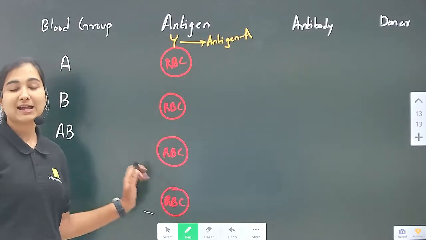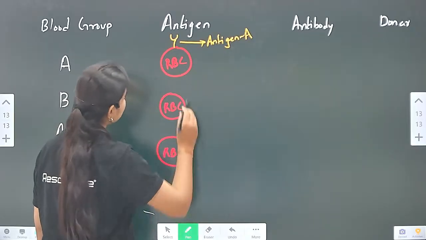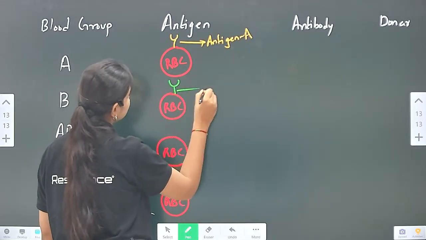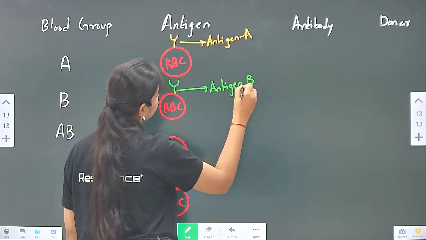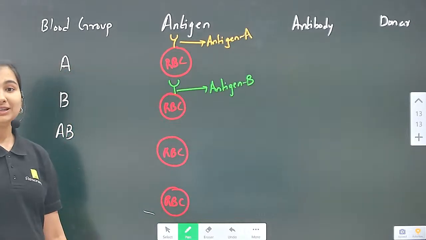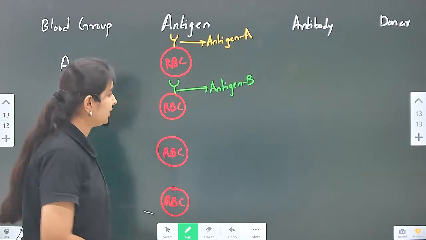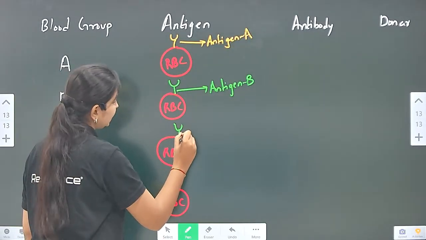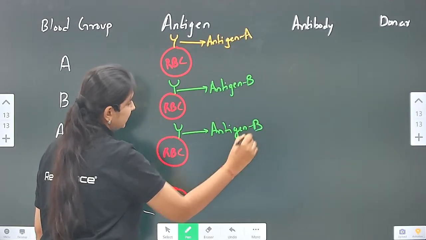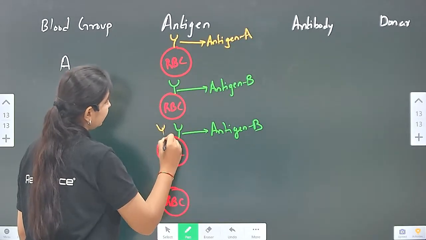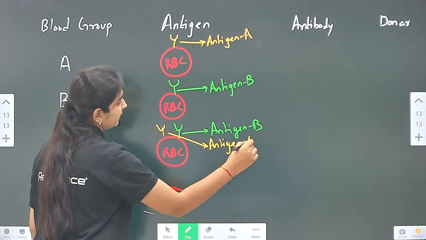Clear? Now what is the antigen present in the B blood group? We have the antigen B. Next, what are the antigens present in the AB blood group? Both antigen A and antigen B. This is your antigen B, and this is your antigen A.